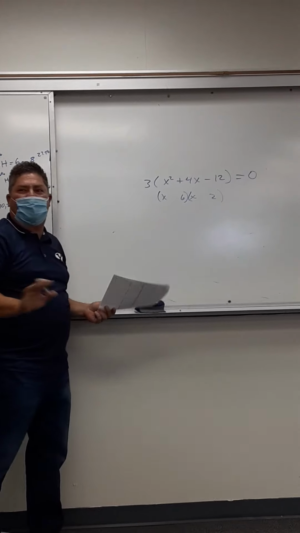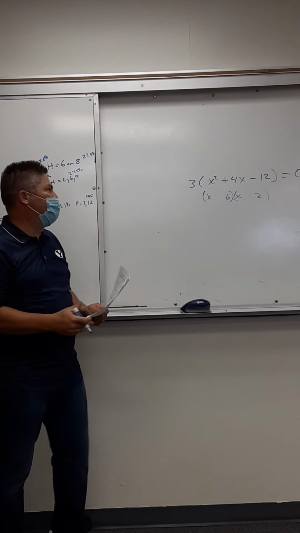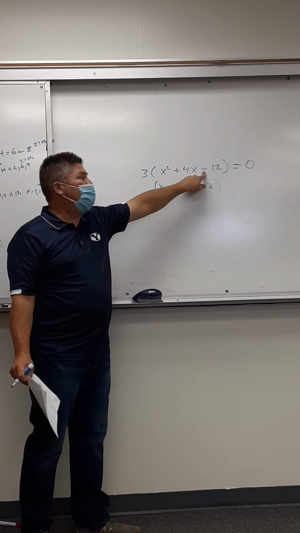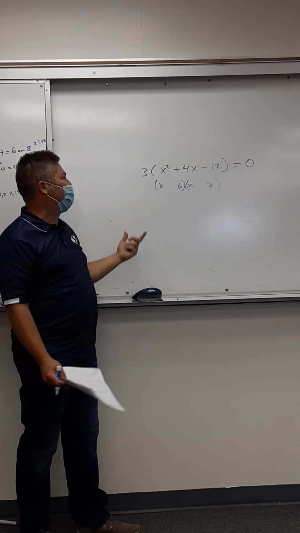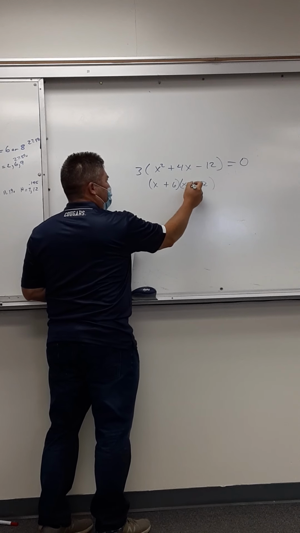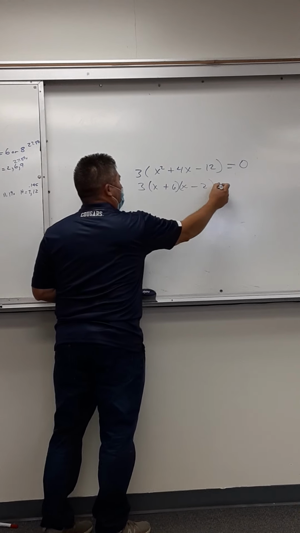Notice I didn't put in my signs yet. I say, hey, it's a difference. The signs are different. Bigger one gets the sign in the middle. Which one gets the plus then? The 6. Which one gets the minus? The 2. 3 still there, equals 0.